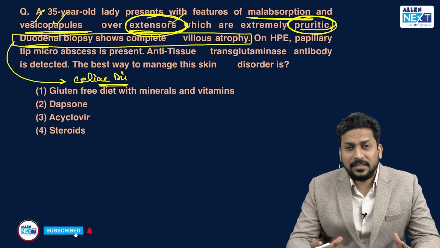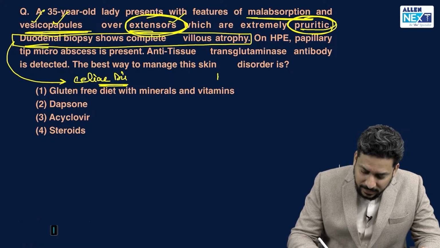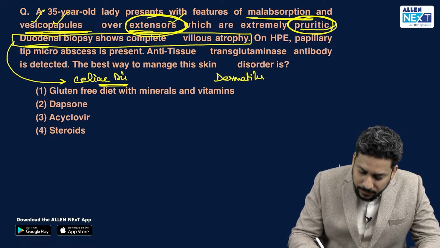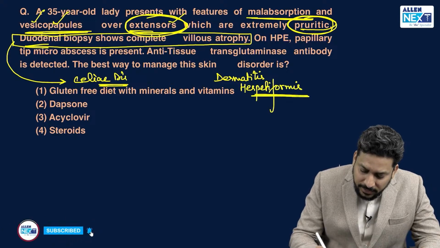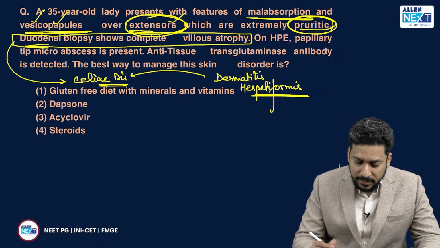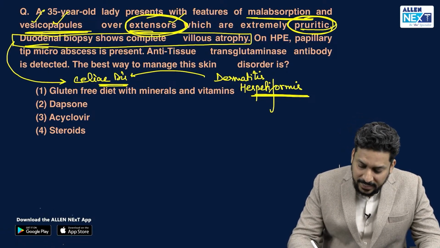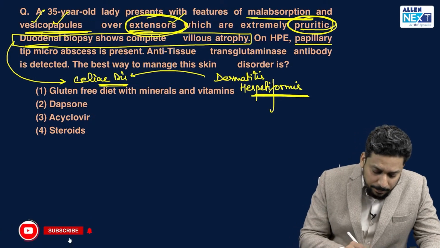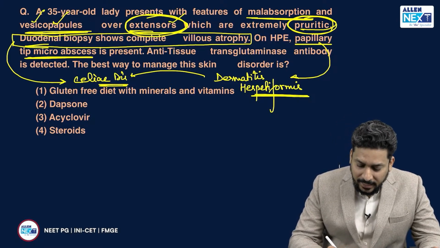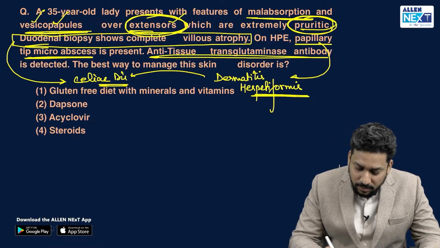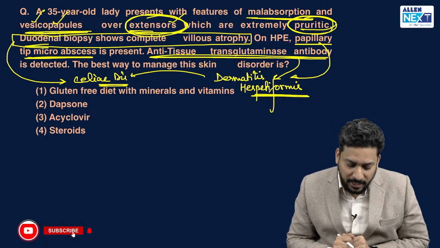So do you know of any other condition where there is gluten hypersensitivity leading to skin lesions? Yes, that is dermatitis herpetiformis. So they are talking about dermatitis herpetiformis where there is underlying celiac disease or gluten hypersensitivity, and that's why the patient is having villus atrophy on duodenal biopsy. Now they are saying that on histopathological examination there is papillary tip microabscess. This is again suggestive of dermatitis herpetiformis, and anti-tissue transglutaminase antibodies are also detected, again suggestive of dermatitis herpetiformis. So all the points are in favor of dermatitis herpetiformis.